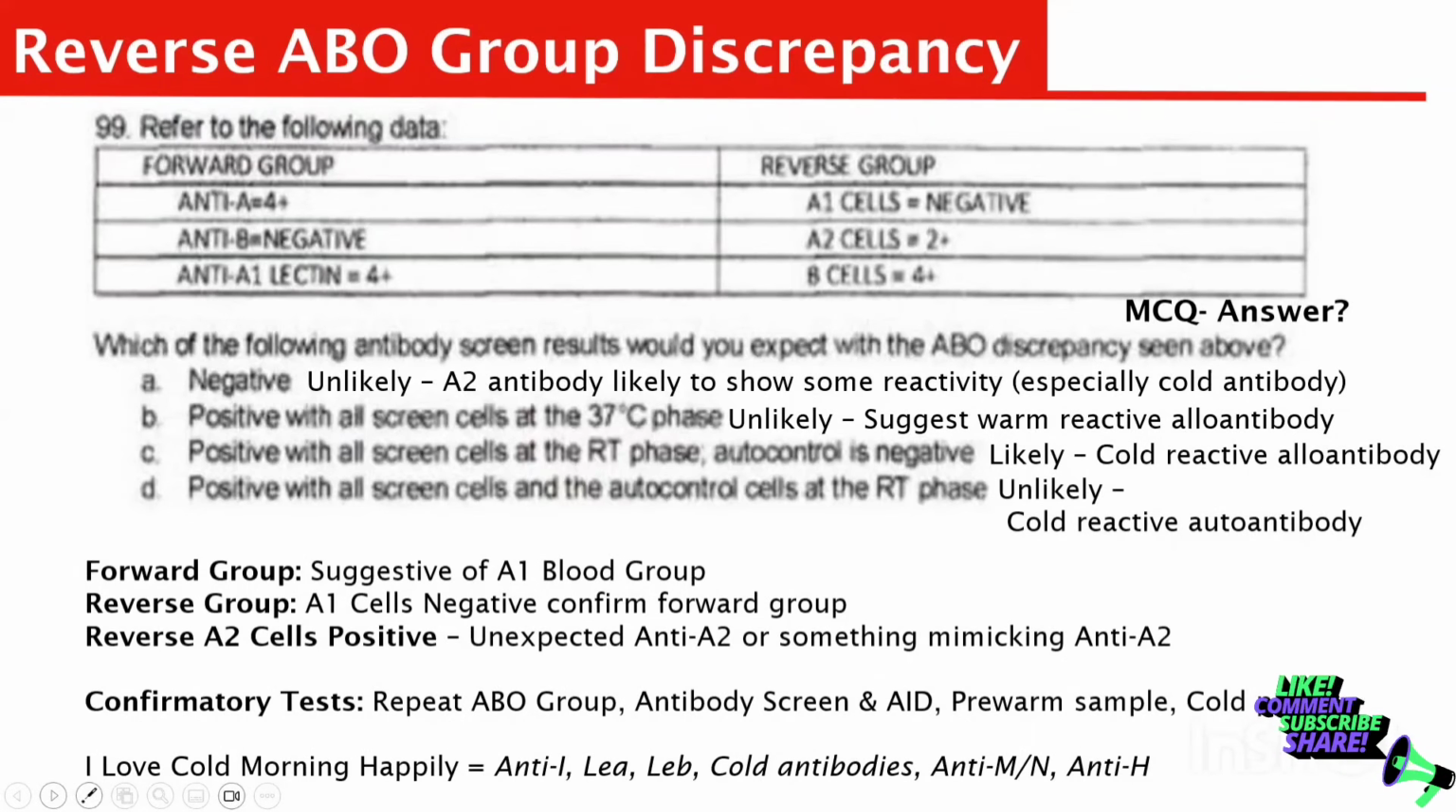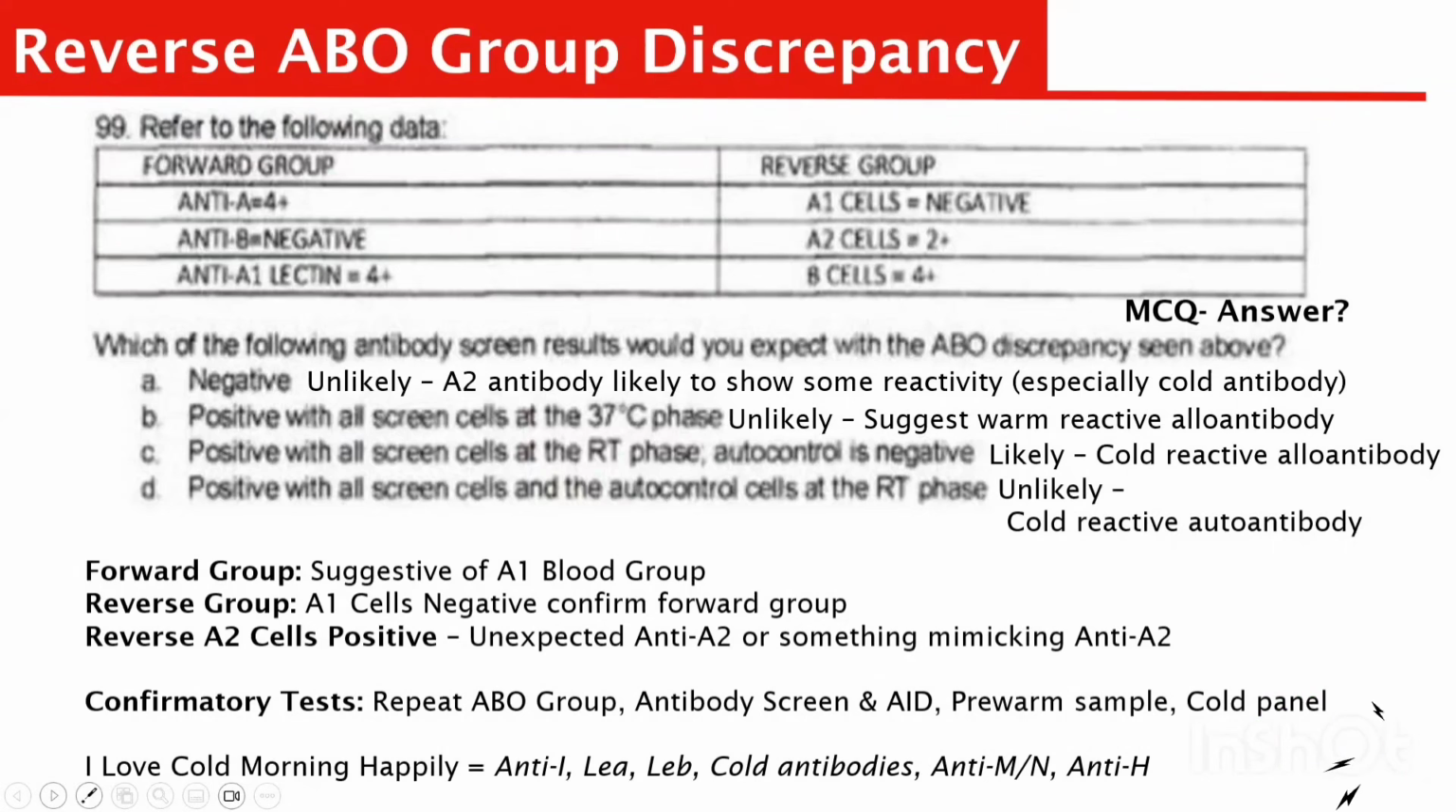So now the key phrase is "I love cold morning happily." Just know it. I love cold morning happily. "I" is anti-I. "Love" talks about anti-Lea and anti-Leb. "Cold" talks about cold antibodies, whether you're talking about anti-M or anti-N, as the case might be. "Happily" points to something like anti-H. I hope that makes sense. Now obviously "morning," I missed morning there. Morning is also talking about anti-M or anti-N, as the case may be.